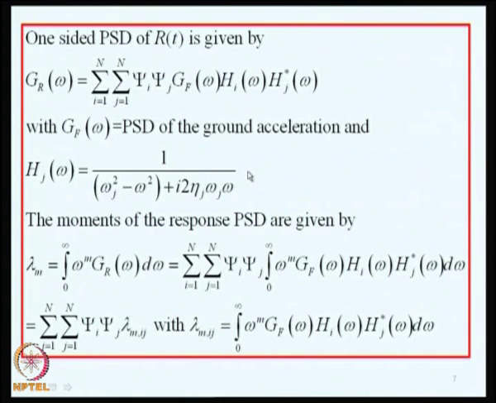Now, if you recall, the extremes of response R of t are characterized in terms of moments of the power spectral density function. So, let us now write the expression for the mth moment of the power spectral density G R of omega, and that can be written in this form, and if we utilize now the representation for G R of omega in terms of participation factor and transfer functions of the generalized coordinates, we get this expression. Now, lambda m, which is the mth order spectral moment of the response quantity, can be expressed in terms of mth order spectral moment of generalized coordinates i and j, because they appear in pair here. So, lambda m i j is this integral.